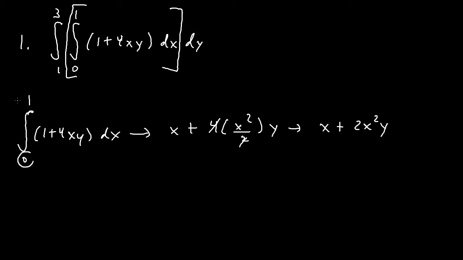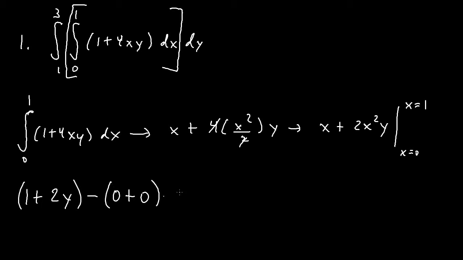Now since our bounds are from 0 to 1, we're going to evaluate it from the x values of 0 to 1. So realize we're only going to plug this in for x, not for y. So if we go ahead and plug in 1 for x, we will get 1 plus 2 times 1 squared, which is 1, times 2 times y. So 1 plus 2y, and then minus, when I plug in 0, we get 0 plus 2 times 0 squared is 0 times y, so that's also 0. So then we get 1 plus 2y.